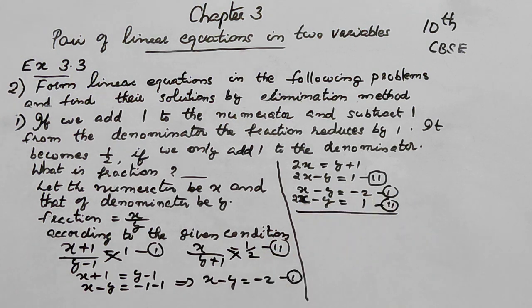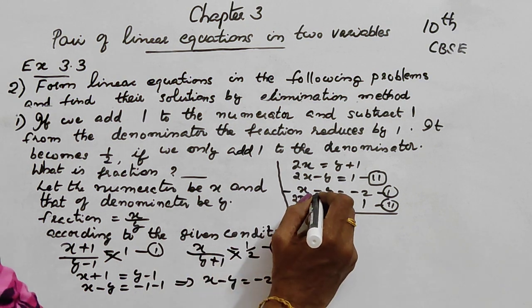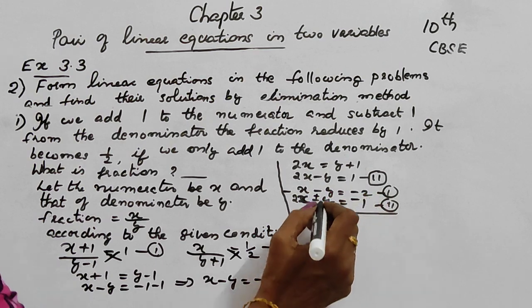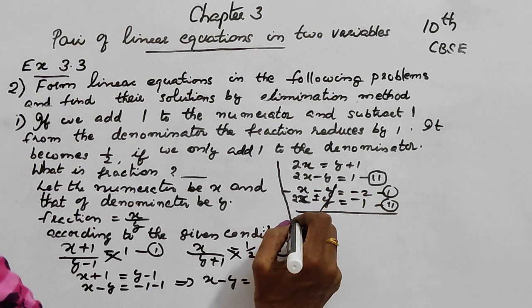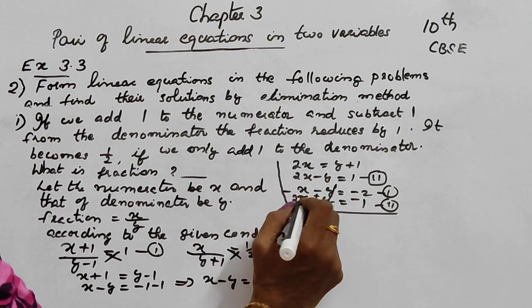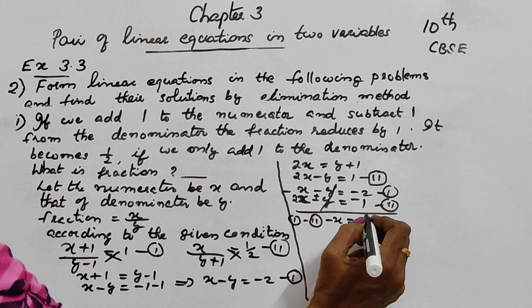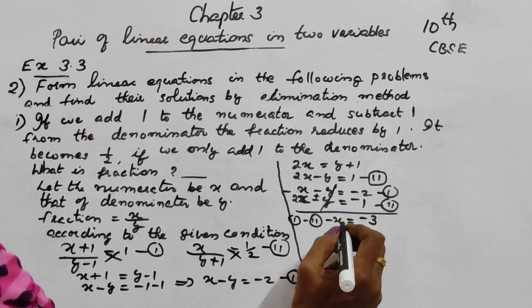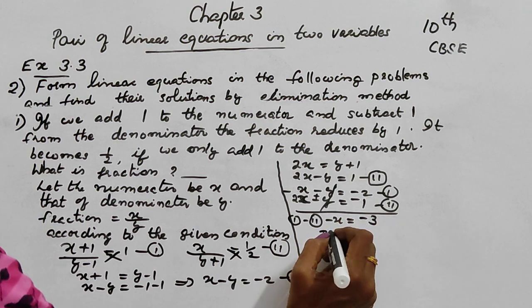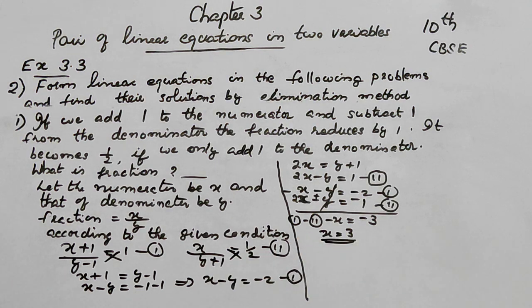See here the coefficient of y is equal, so we can subtract. Subtract means change the sign and add. Here minus, this minus becomes plus, here also minus. Cancelling, we get x minus 2x, which is minus x, equals minus 2 minus 1, which is minus 3. We can cancel the minus sign from both sides. We get x is equal to 3.